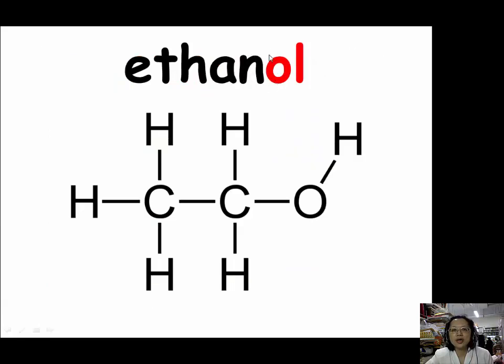And for the suffix OL, our example is ethanol. Ethanol, as we show in this picture, is also called ethyl alcohol. It's a simple aliphatic alcohol formally derived from ethane by replacing one hydrogen atom with a hydroxyl group, and it can be used as a fuel.